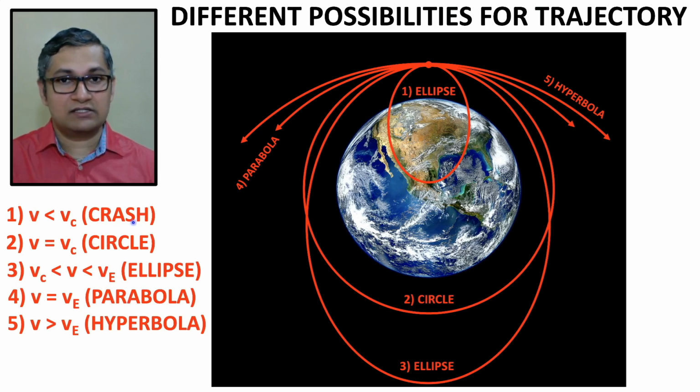In the first case, it just comes crashing to Earth. In the fourth and the fifth case, we lose it. It just goes into free space. It may go and crash into some other planet, and if nobody else, then maybe the sun.